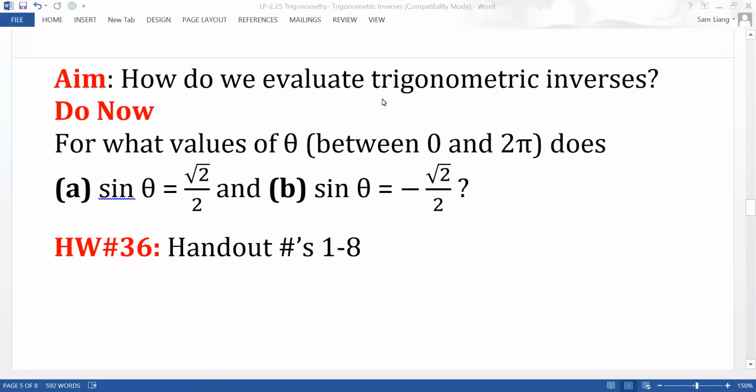Okay, so again, our aim for today is how do we evaluate trig inverses or trigonometric inverses. For the do now, it was for what values of theta between 0 and 2 pi does sine theta equal root 2 over 2, part A, and then part B is sine theta equals negative root 2 over 2. So I want you to solve the angles. At this point, hopefully you came up with an answer, so please begin typing in the chat your responses to the do now. So which angle gives us a sine value of root 2 over 2? And then which angle gives us a sine value of negative root 2 over 2?